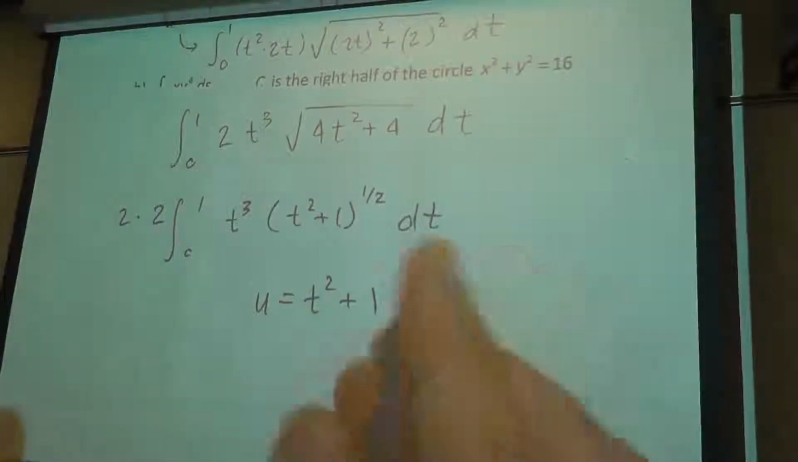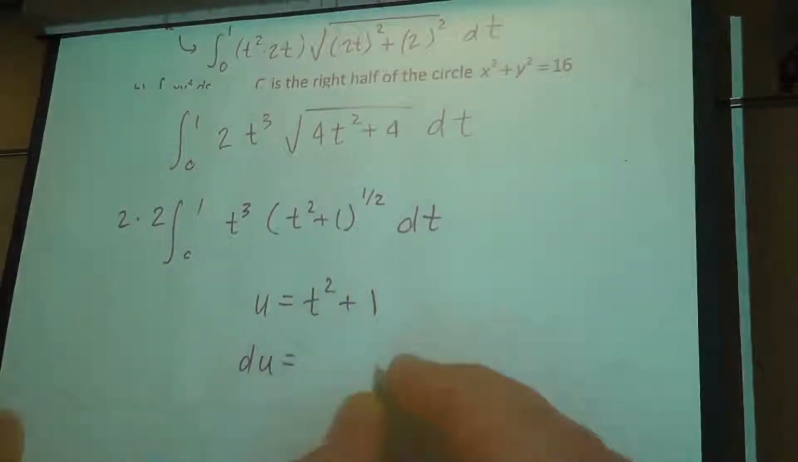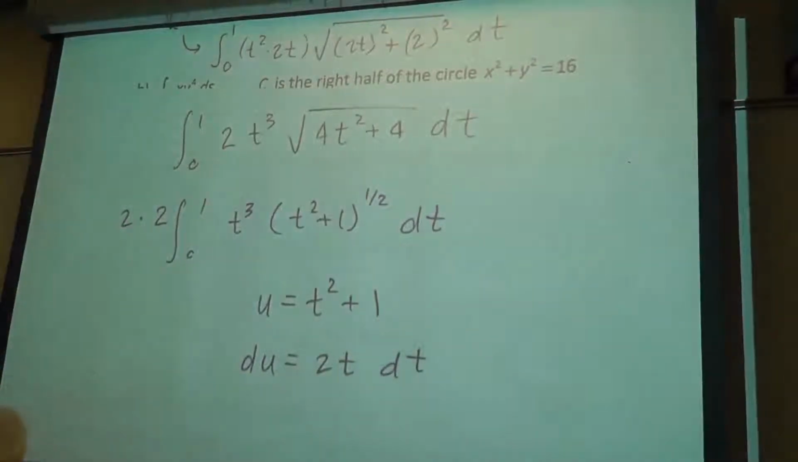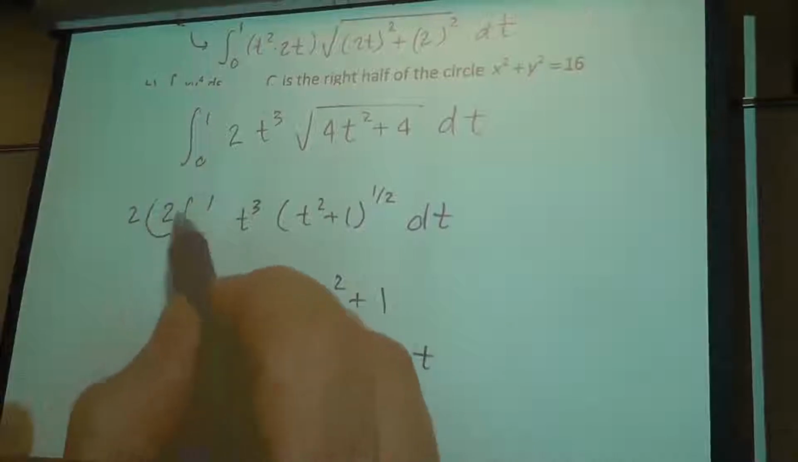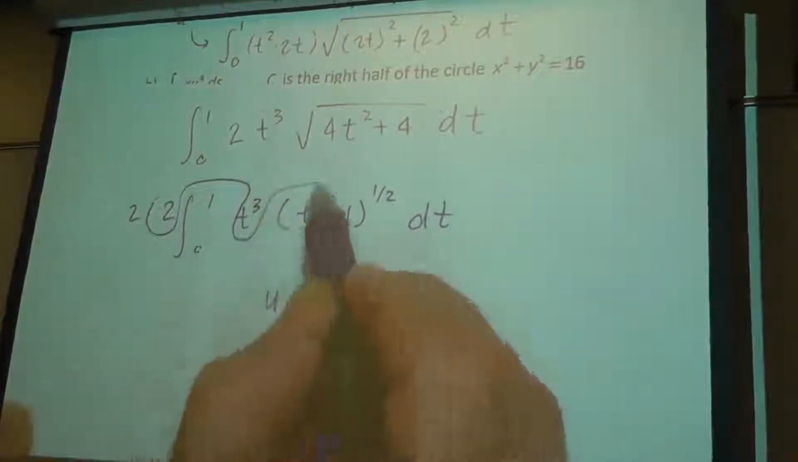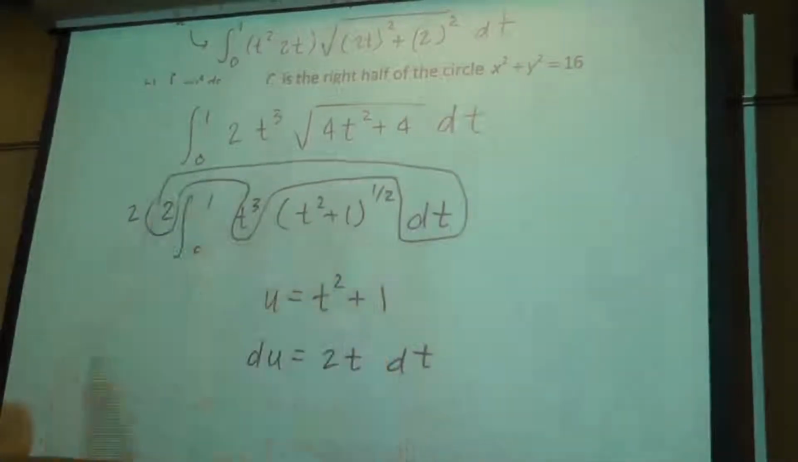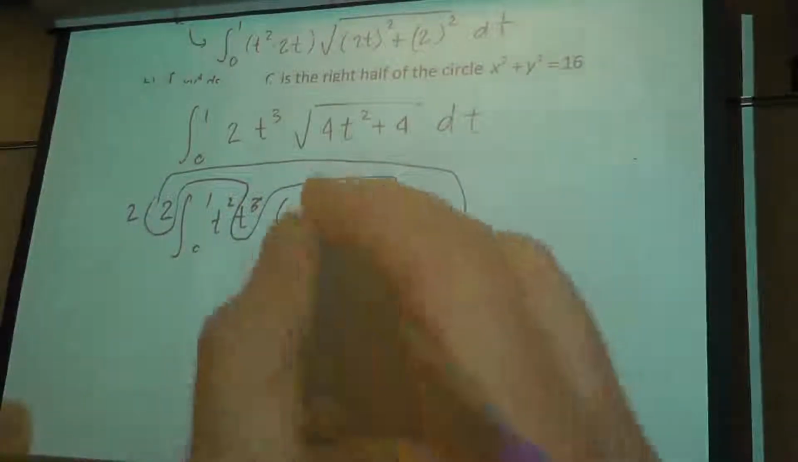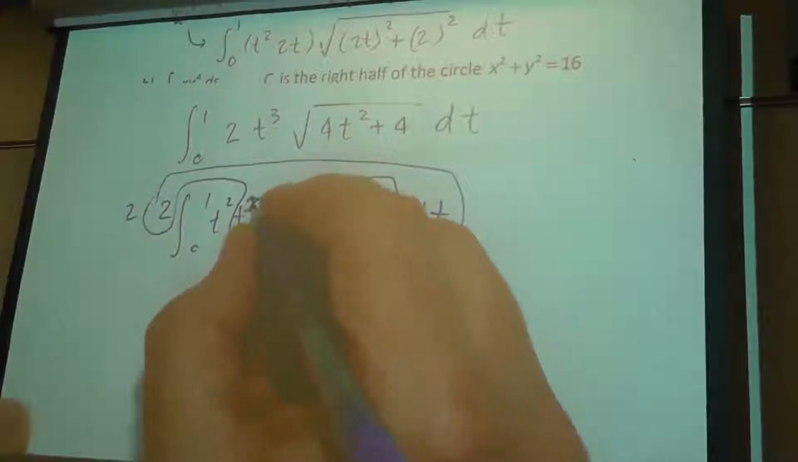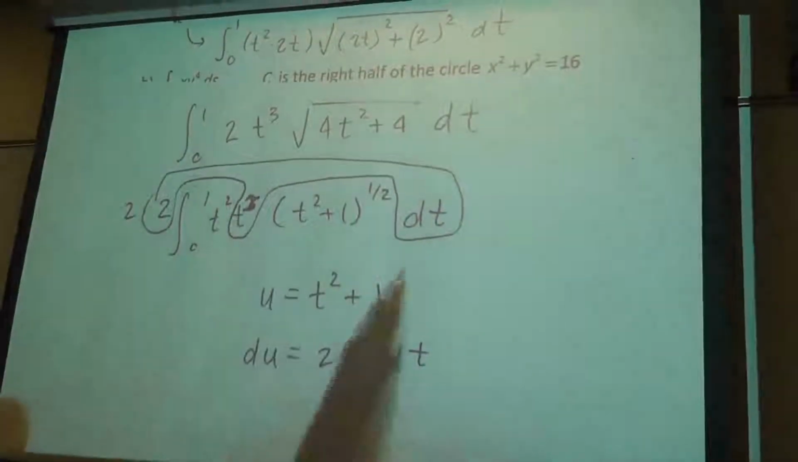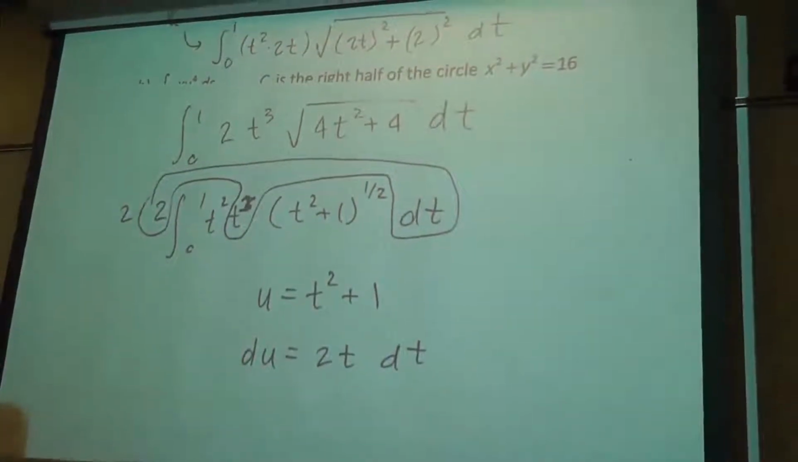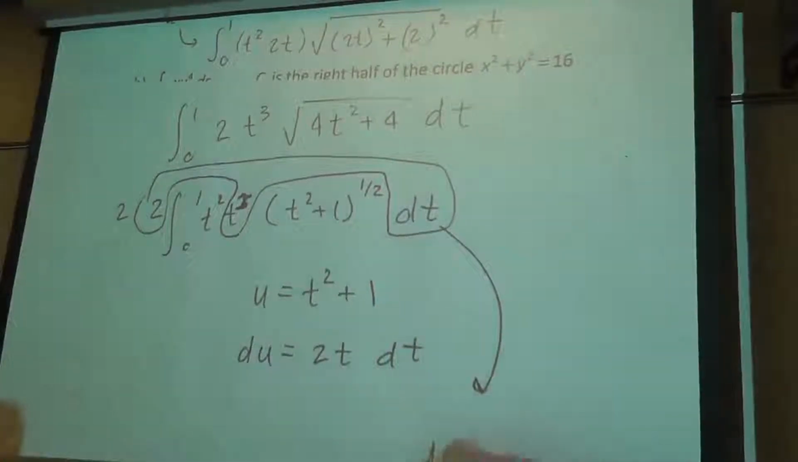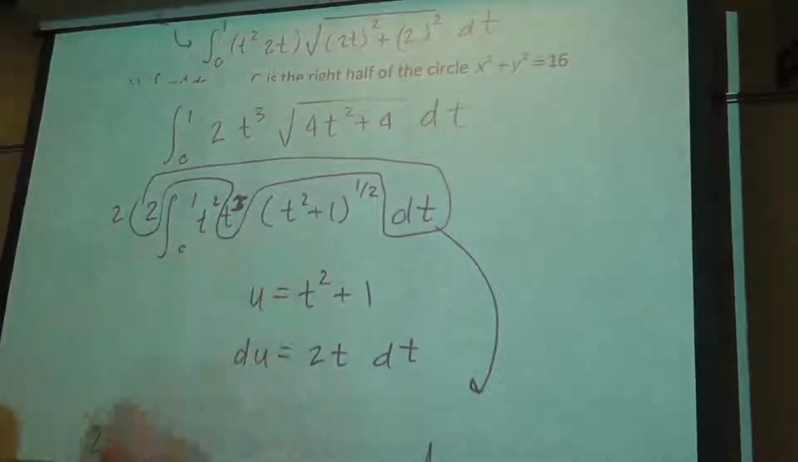u equals t squared plus 1. Unfortunately, du's only requirement is a linear 2t with dt. So, I'm going to borrow one of these 2's, I'm going to borrow one of these t's, and pair with my dt. Sorry about the sloppy mess there, but all that, that funky little sideways, upside down letter E shape, that's all my du. I've still got this extra 2 in the front.